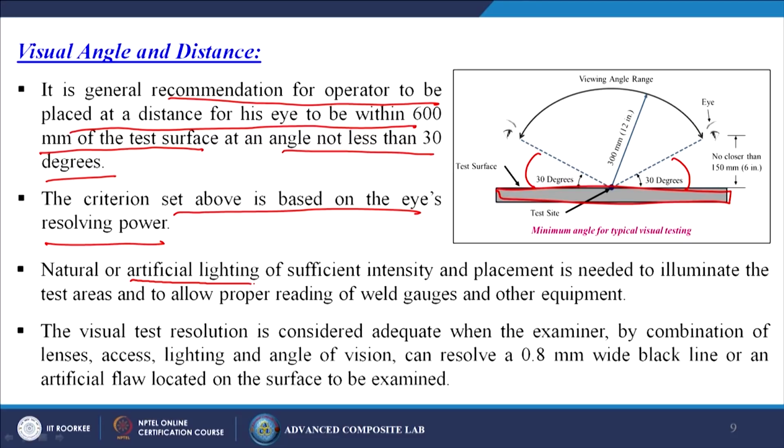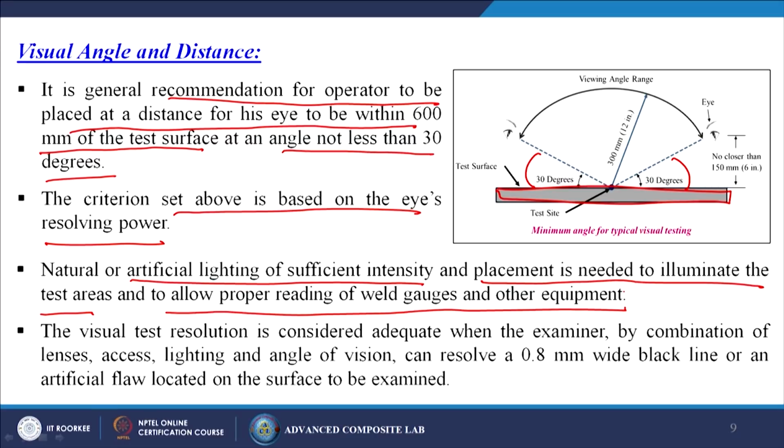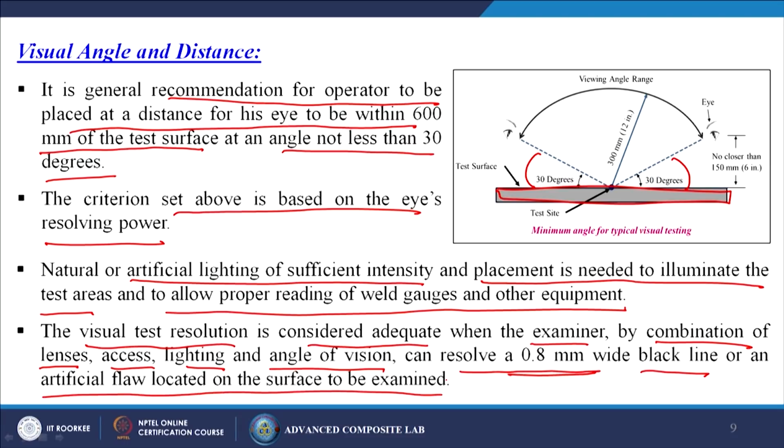Natural or artificial lighting of sufficient intensity and placement is needed to illuminate the test areas and to allow proper reading of weld gauges and other equipment. The visual test resolution is considered adequate when the examiner, by a combination of lenses, axis, lighting and angle of vision, can resolve a 0.8 millimeter wide black line or an artificial flaw located on the surface to be examined. So, this is the standard procedure.